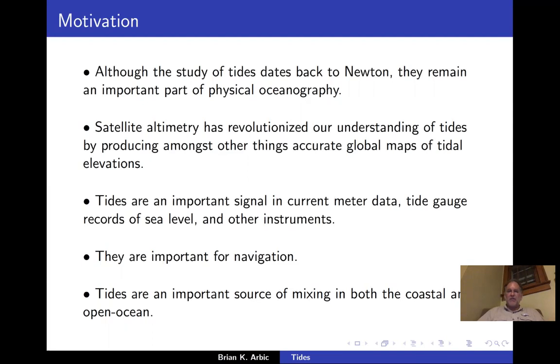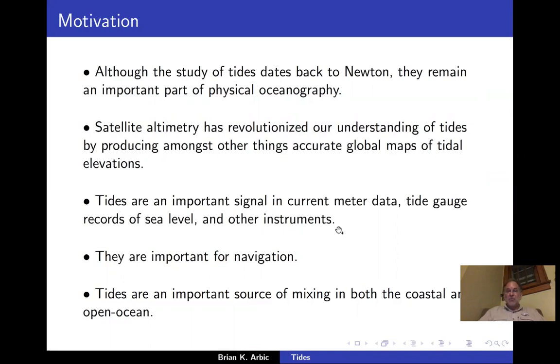By way of motivation, although the study of tides dates back all the way to Newton, they remain an important part of physical oceanography. Satellite altimetry instruments fly over the Earth and measure sea surface heights through remote sensing. The ones up there now send microwaves down to the Earth's surface, which then travel back. If you have a high tide or a low tide, that travel time will change, and they can use that to see whether the sea surface is higher or lower than average. Satellite altimetry has revolutionized our understanding of tides by producing, amongst other things, accurate global maps of tidal elevations.